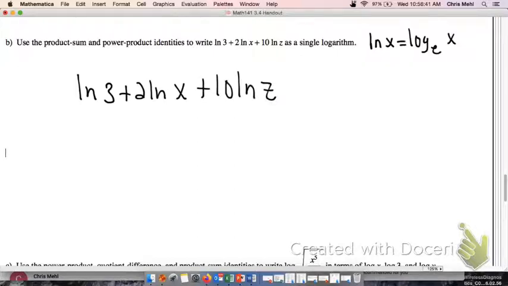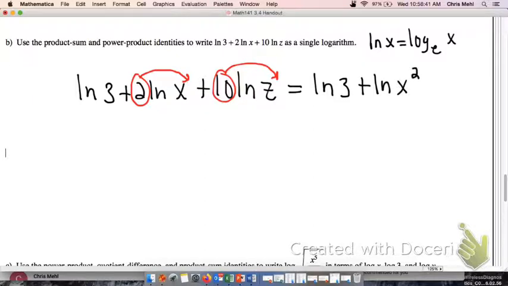the first thing I'm going to want to do, let me switch colors, is notice the second term and the third term both have a constant in front of the logarithm. So what we're going to do is bring those up and use the power product identity to make those powers on x and z respectively. So I will leave the first logarithm alone, and the second term, 2 ln x, becomes ln of x squared, and the third term becomes ln of z to the 10th. Okay?